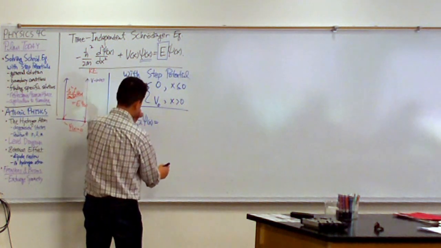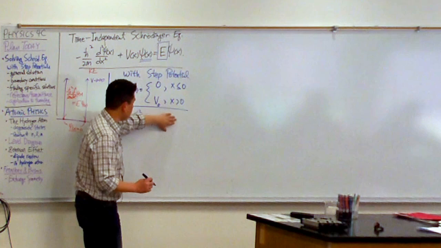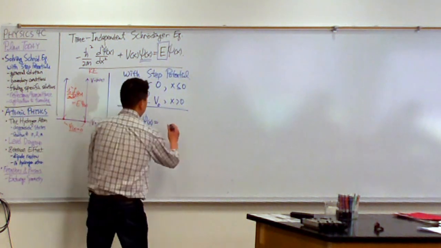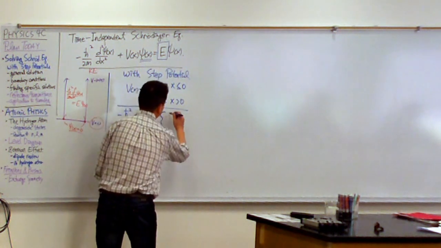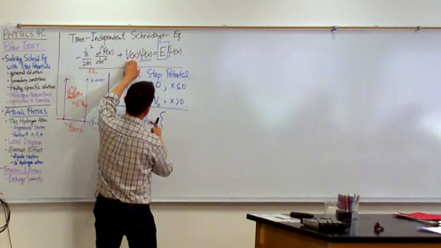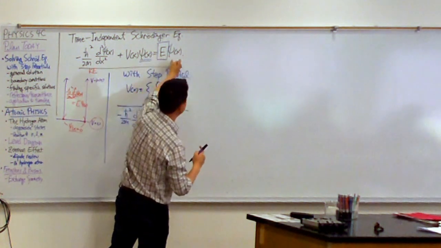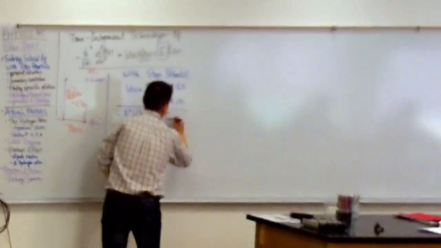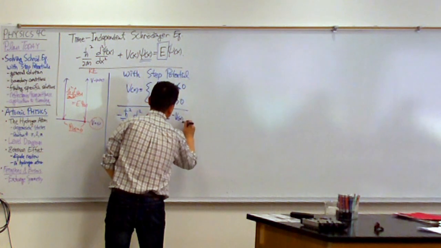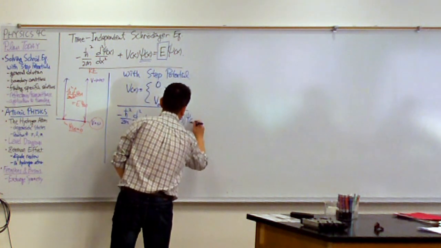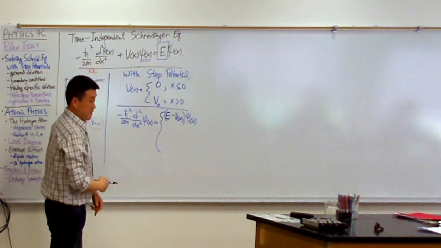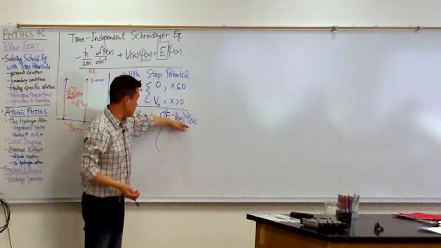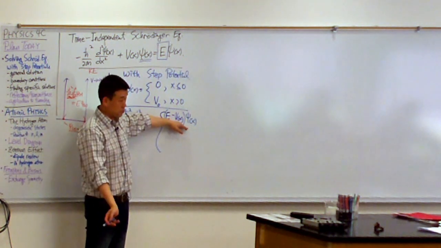So let me write down three different forms here. The first would be the most general form. I'm imagining moving this over and factoring out the wave function. So E minus V of x, psi of x.